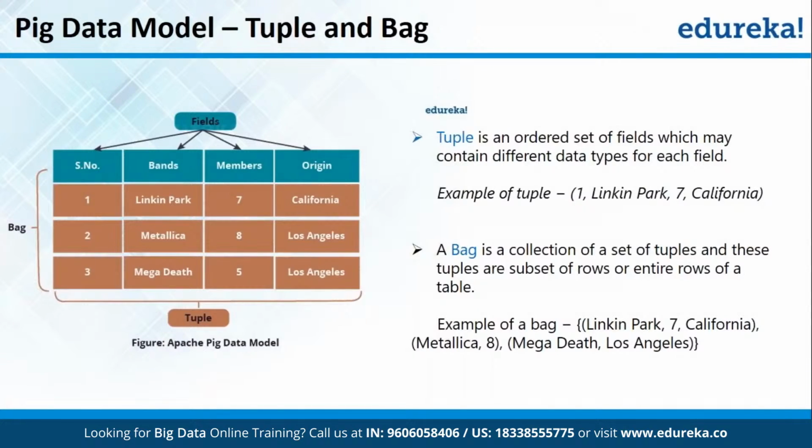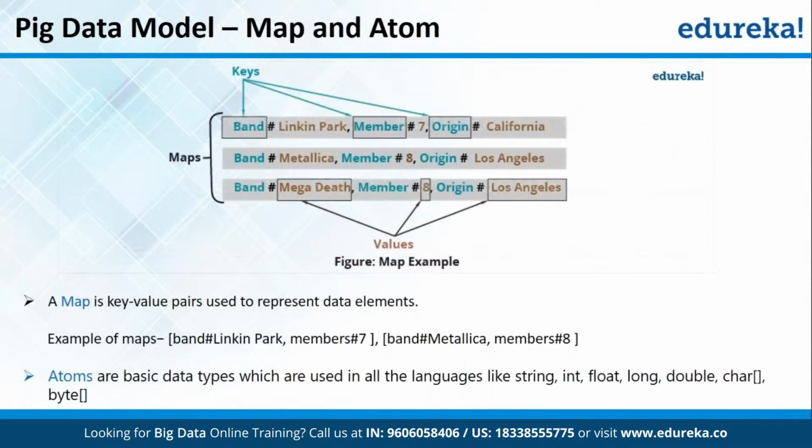Let's move on to the next slide now and understand what is a map and an atom. Okay. First of all, we'll understand map. A map is nothing but a set of key value pairs. Okay, just like any other programming language. So right here, the text before the hash is nothing but the keys.